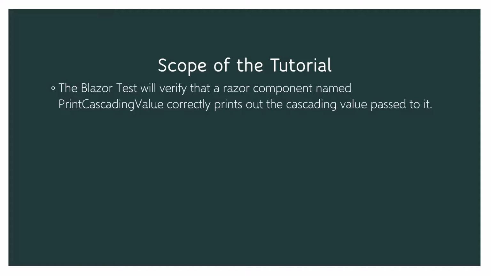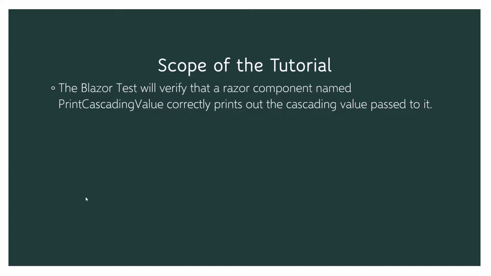Cascading values and parameters provide a convenient way to flow data down a component hierarchy from the ancestor component to any number of descendant components. Unlike component parameters, cascading values and parameters don't require an attribute assignment for each descendant component where the data is consumed. Cascading values and parameters also allow components to coordinate with each other across a component hierarchy. I'll put a link in the description for the document in the Microsoft .NET domain, and that will be useful for you to read.